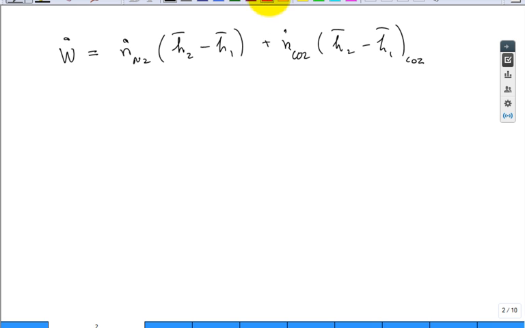Now, so who has an appendix? Can you look up and see what is H bar 1, which would be for the nitrogen? I think this one is 8,723 kilojoules per kilomole for the nitrogen. And this one is 12,811.